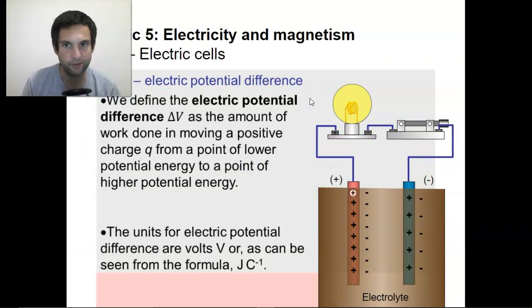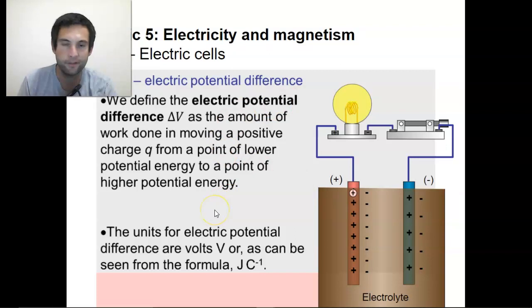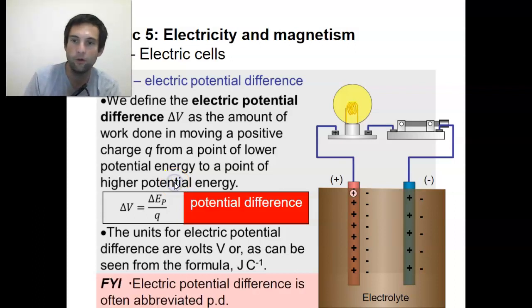Now, electric potential difference. We've defined electric potential difference as the amount of work done in moving a positive charge Q from some point of a lower potential energy to a point of higher potential energy. Remember back in the last lesson, it was that pump that took the water from below the ground and brought it back up to the top of the reservoir. The units for electric potential difference are volts and can be seen from the formula joules per coulomb. So potential difference equals the change in energy per charge, or work, capital W, over Q. Electric potential difference is often abbreviated as PD.